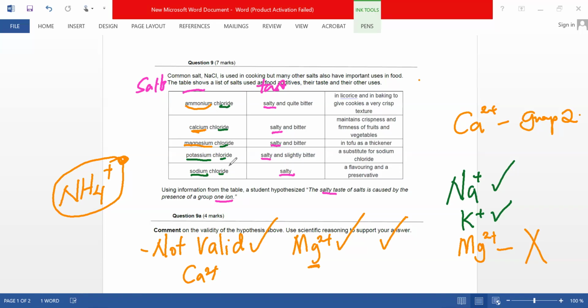So the 4th mark you can get is telling us that we have discovered from the information that all the salts have chloride on them, or chlorine on them, and they are all salty, implying that the cause of saltiness is chlorine.